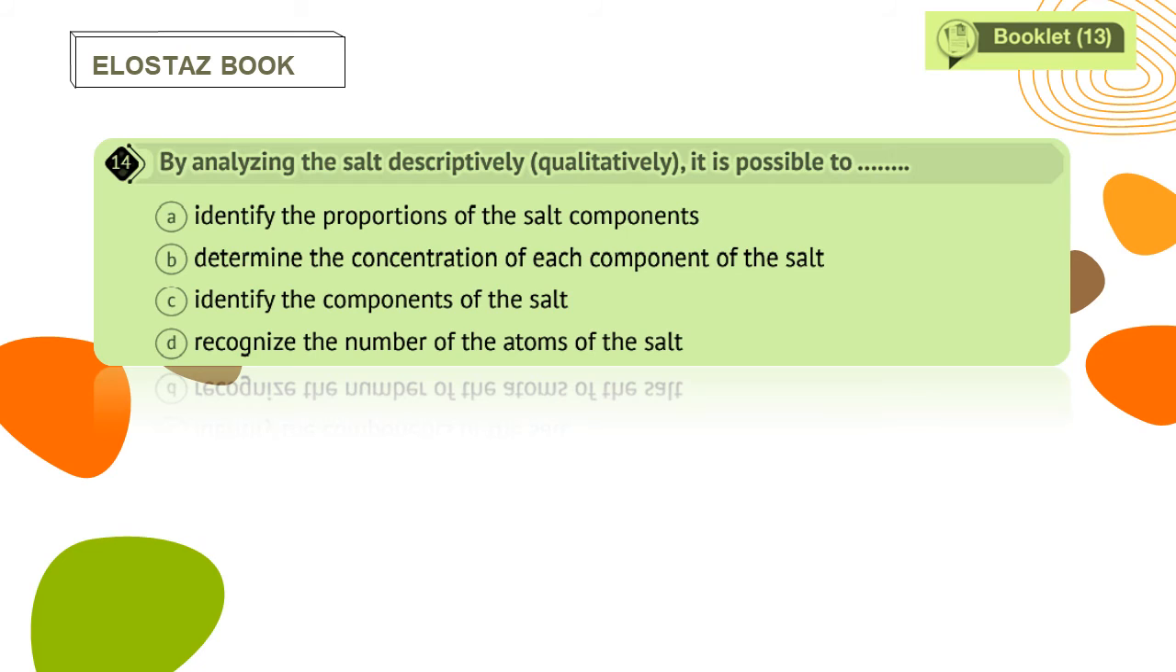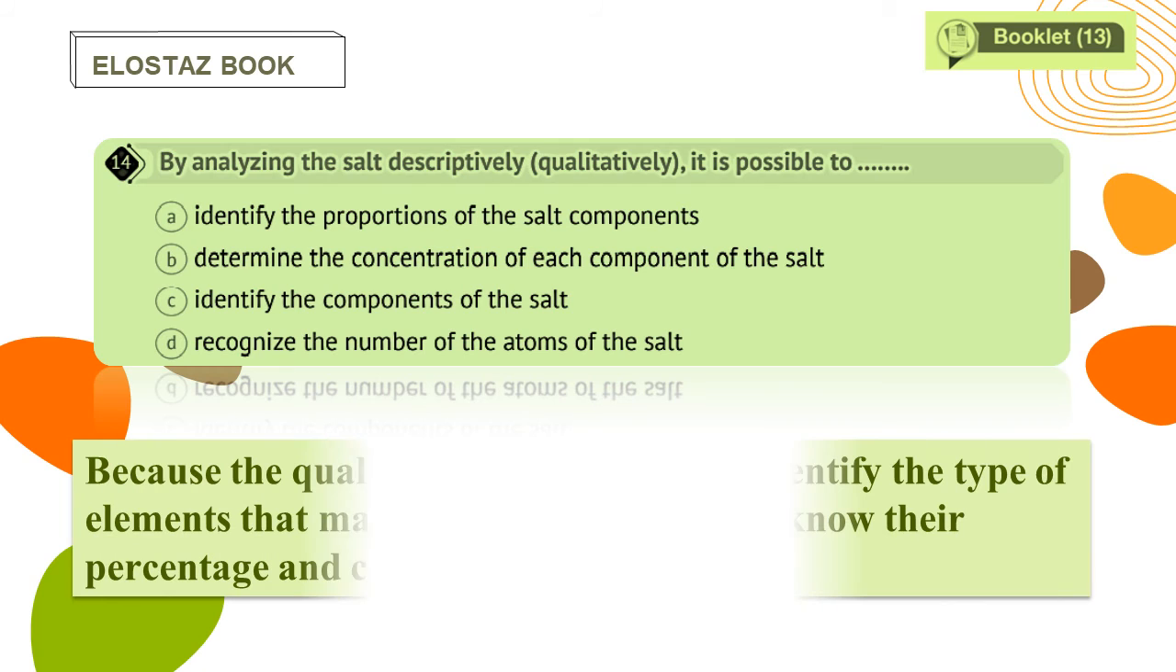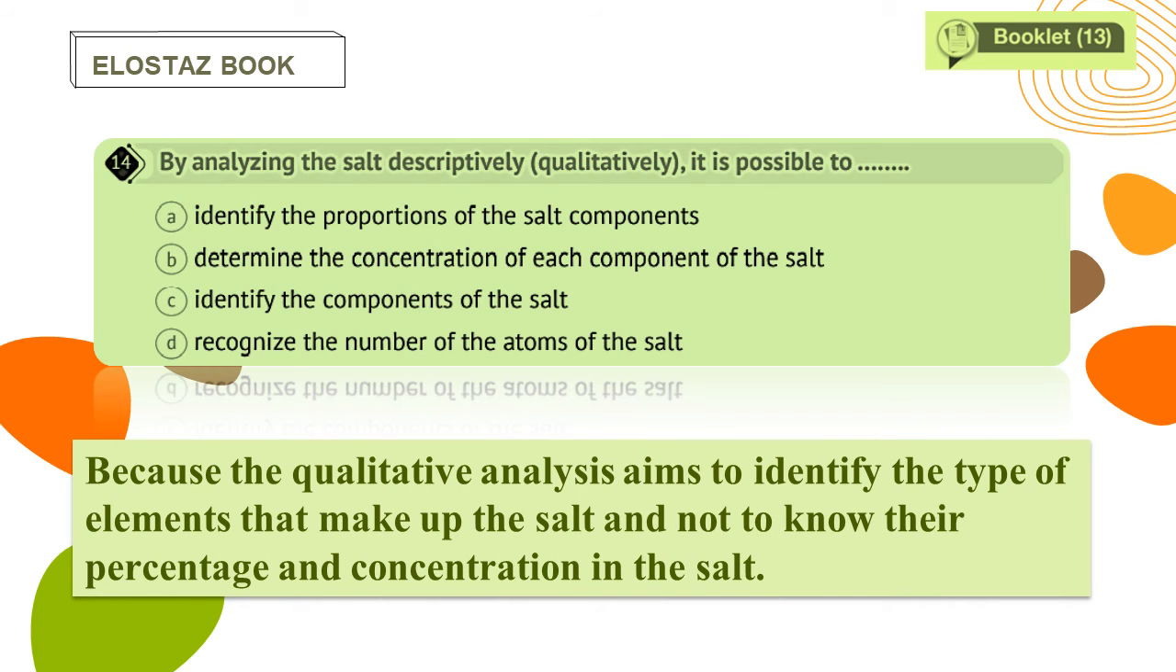So we will make a descriptive or qualitative analysis to identify the type of element, or the component of the element that makes the salt, and not to know the percentage or concentration or the number of atoms that we have. So the right answer here will be letter C in our question. The right answer will be letter C. Okay, let's go into question 15.